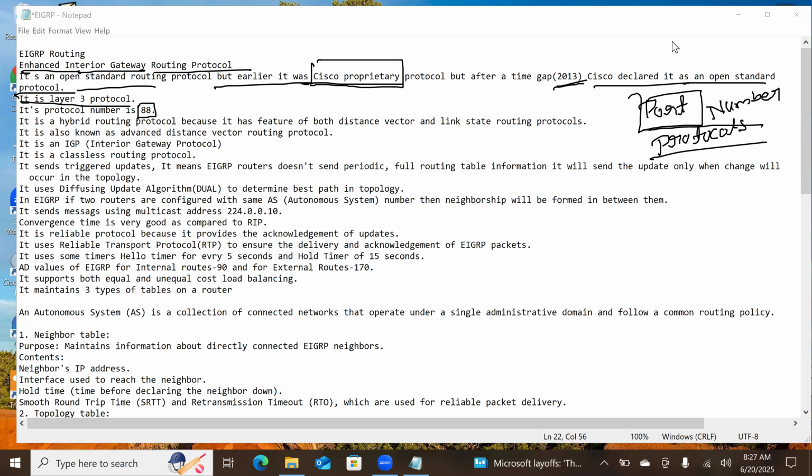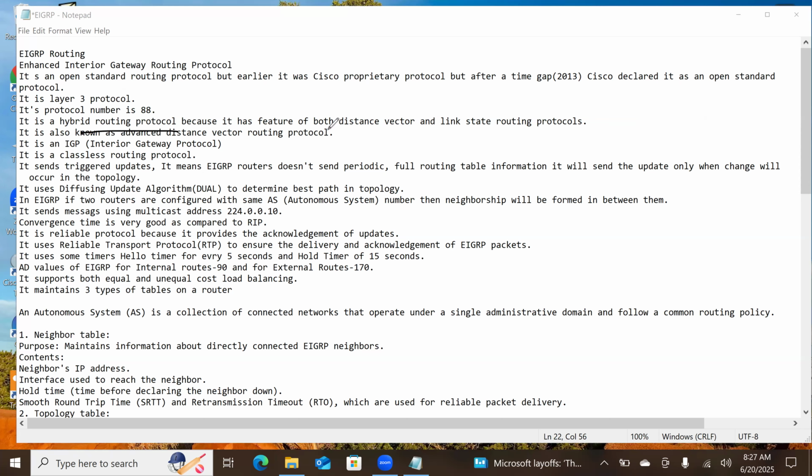EIGRP is a hybrid routing protocol because it has features of both distance vector and link state routing protocols. So it is also known as an advanced distance vector protocol. Why? Because we enhanced IGRP with some extra features, and IGRP was a distance vector protocol. That's why EIGRP is called an advanced distance vector routing protocol. It is an interior gateway protocol which supports classless routing.